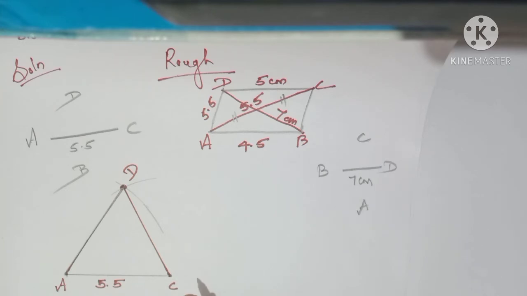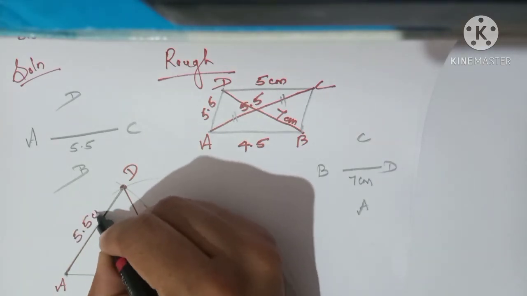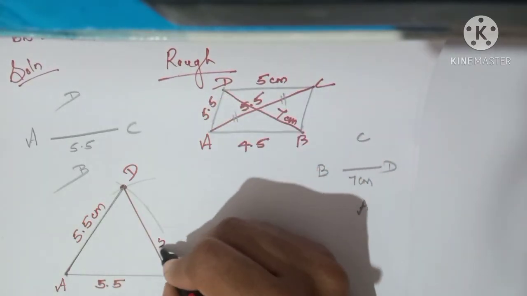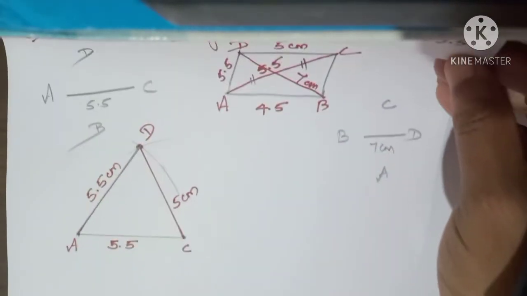So AC is the baseline. So what is the measurement? Don't forget to write the measurement. This is 5.5 centimeter. And CD, what is the measurement? 5 centimeter. So now, the same way, we want to construct the lower part.